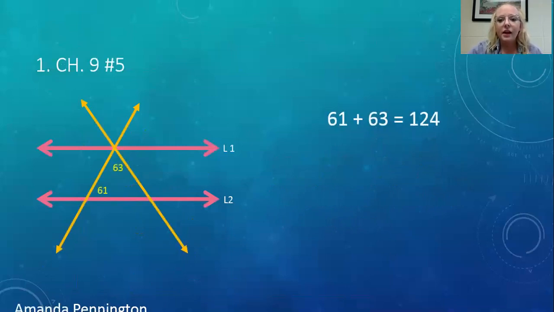Okay, and here's that 61 plus 63. And so we're going to search for what this angle is. Well, we subtract the 124 that we got from adding 61 and 63 together from 180, which gave us 56 degrees. And every triangle has to add up to 180.